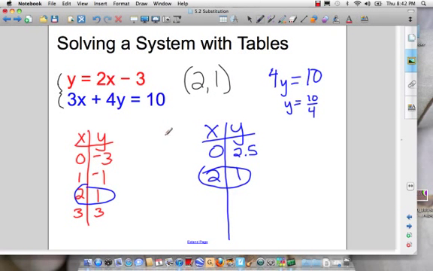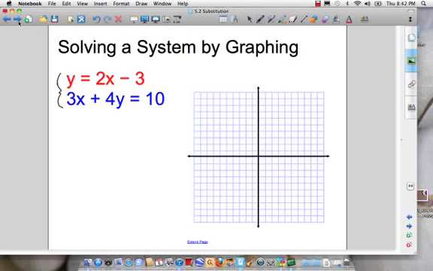Okay, so that's how you solve it using a table. Sometimes tables aren't very efficient because you would just have to keep going until you found a match, and that could take a while. So maybe it would be good to look at solving a system by graphing instead. So I'm going to do the same thing here. In red, let's graph y equals 2x minus 3.